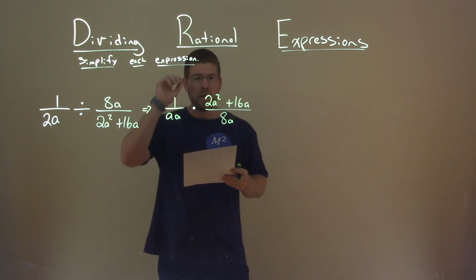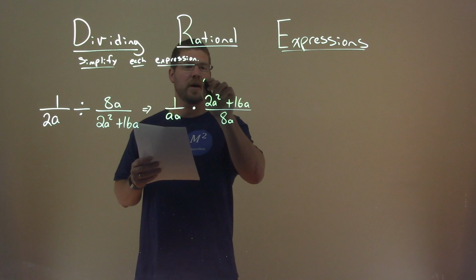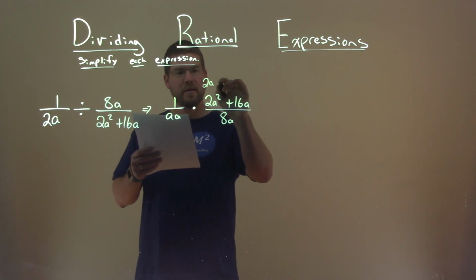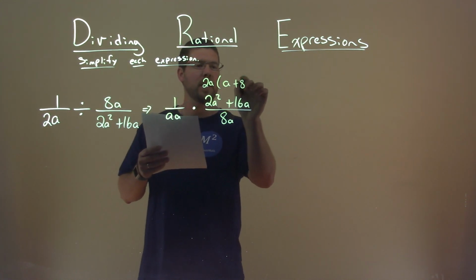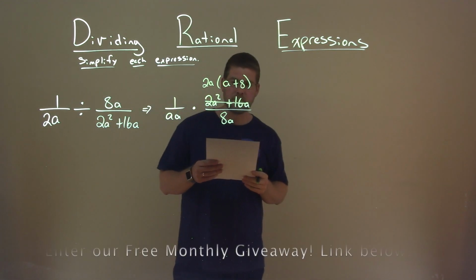Alright, so now let's factor what we can. The numerator here, I see a 2a in both parts. So if I pull out a 2a, I'm left with an a plus 8 here. So let's replace that with 2a times a plus 8.